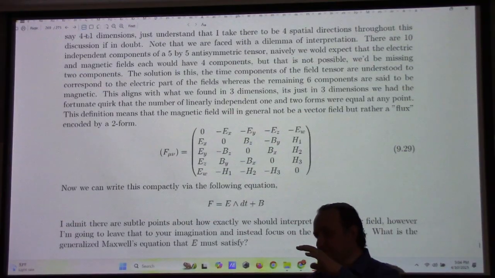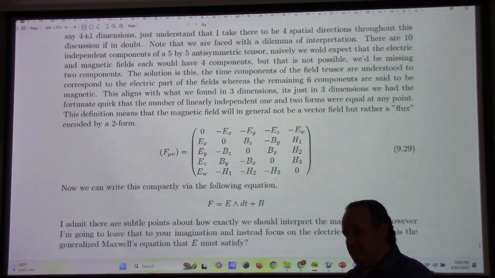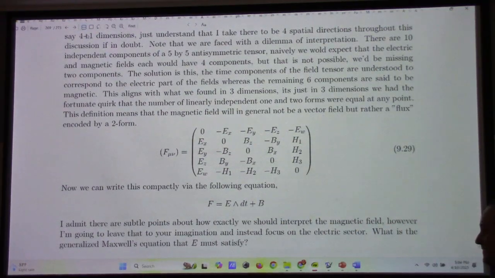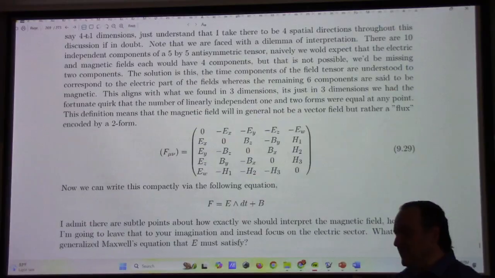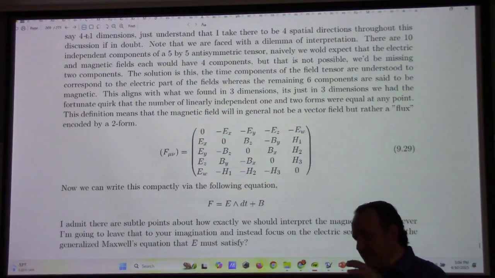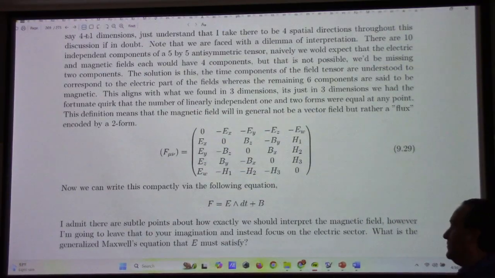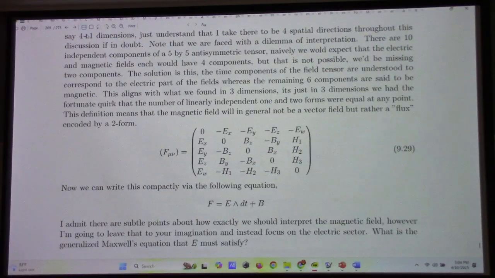If you've had Physics 1, you've studied gravity, like GMm over r squared. That's the inverse square law. This is what happens when you have a spherically symmetric force in 3 dimensions, right? So the question that I'm begging here is, well, how does that work in 4 dimensions?